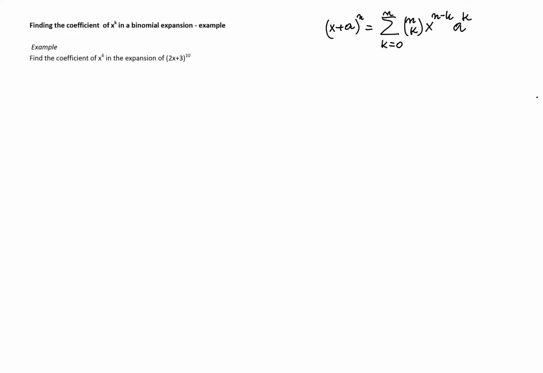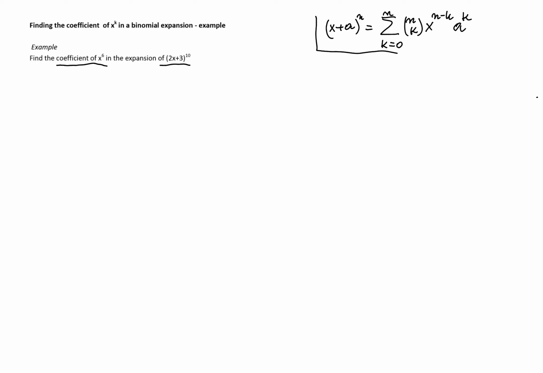In this example, we want to find the coefficient of x to the 6 in the expansion of (2x + 3) to the power 10. We'll have to use the binomial theorem, but because we are looking for a specific coefficient, it is much better to use the concise form of that theorem that uses sigma notation rather than expanding the whole binomial.